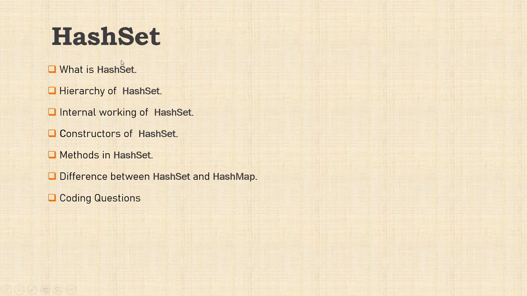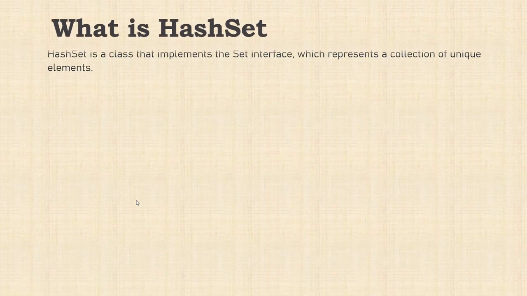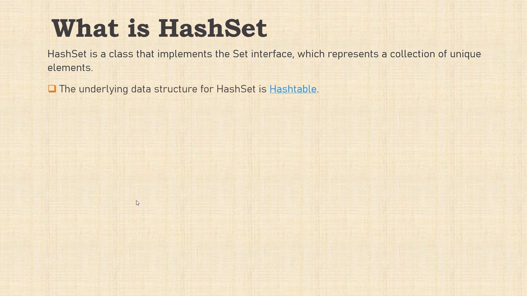So we'll cover the topic of HashSet: what is HashSet, hierarchy of HashSet, internal working of HashSet, constructors of HashSet, methods in HashSet, the difference between HashSet and HashMap, and coding questions we'll see in HashSet. So we are going to start one by one. Firstly, we'll try to understand what is HashSet.